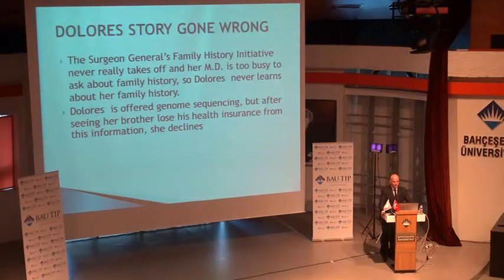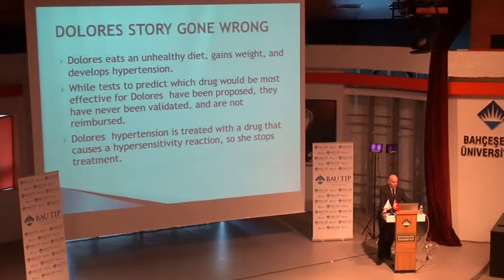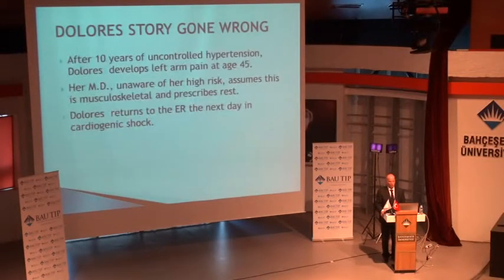The Surgeon General Family History Initiative never really takes off, and her MD is too busy to ask about family history, so Dolores never learns about family history. Dolores is offered genome sequencing, but after seeing her brother lose his health insurance from this information, she declines. Dolores eats an unhealthy diet, gains weight, and develops hypertension. While tests to predict which drug would be most effective for Dolores have been proposed, they have never been validated and not reimbursed. Dolores' hypertension is treated with a drug that causes a hypersensitivity reaction, so she stops the treatment.